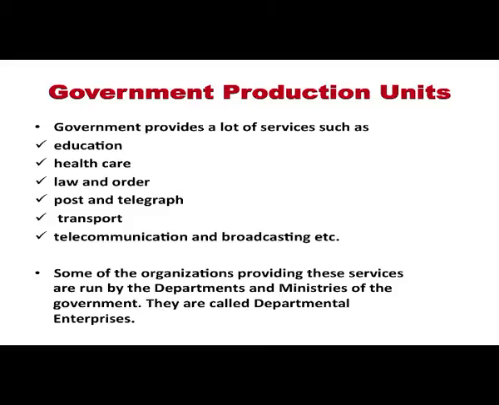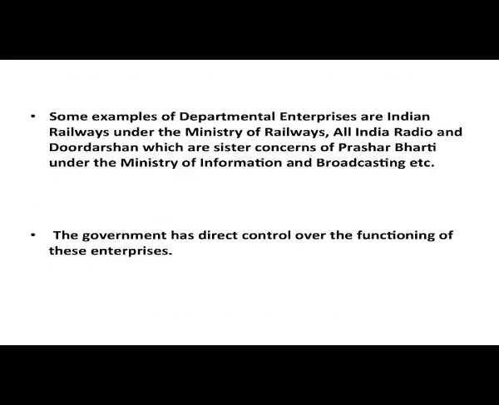The government provides a lot of services such as education, healthcare, law and order, post and telegraph, transport, telecommunication and broadcasting, etc. Some of the organizations providing these services are run by the departments and ministries of government. They are called departmental enterprises. Some examples of departmental enterprises are the Indian Railways under the Ministry of Railways, the All India Radio and Doordarshan, which are sister concerns of Prasar Bharati under the Ministry of Information and Broadcasting. The government has direct control over the functioning of these enterprises.